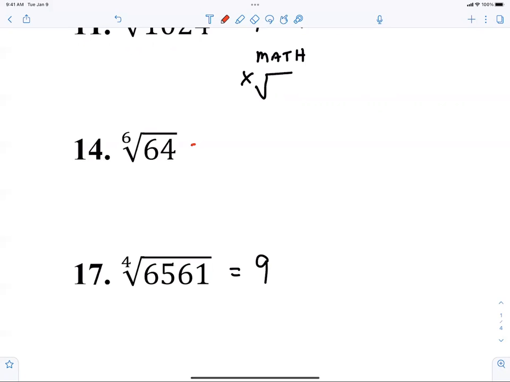And that would be 2. Now, once again, I don't really ever use that button. I just want you to type in 64 caret 1/6.